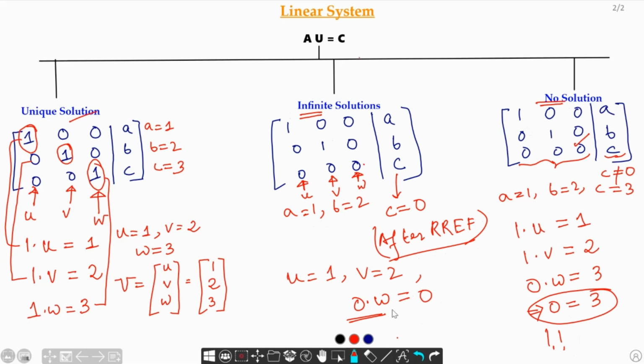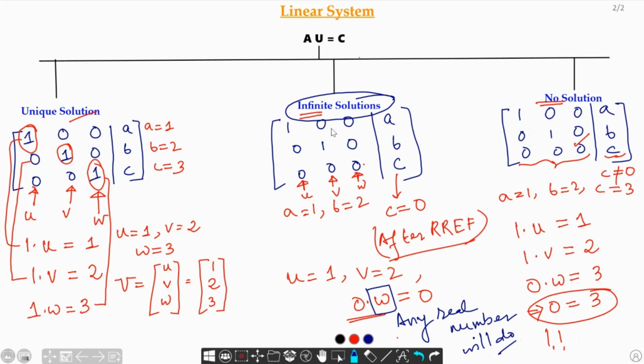Now observe that in this case we can substitute any number for W, yeah? W can be anything here because both sides are 0. Yes? 0 times 1 equals 0, 0 times 2/3 equals 0. So W can be any real number, correct? Therefore, because of this, we have infinitely many solutions.